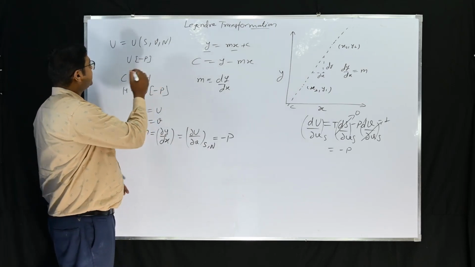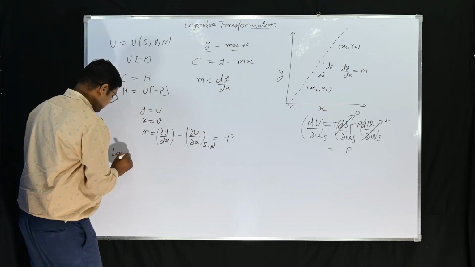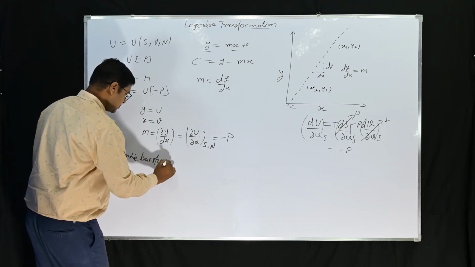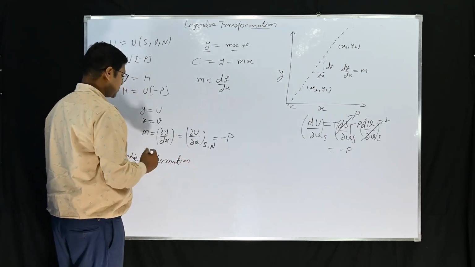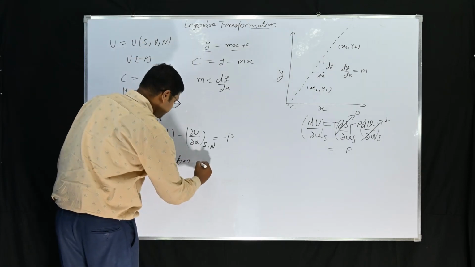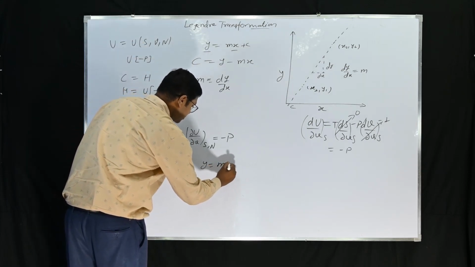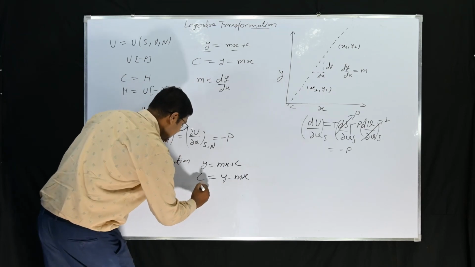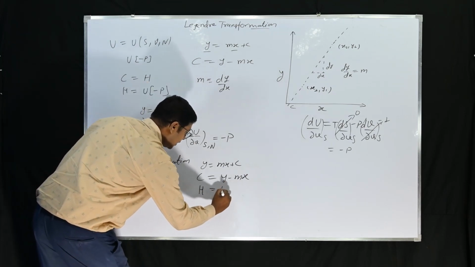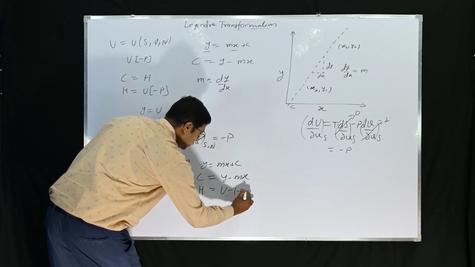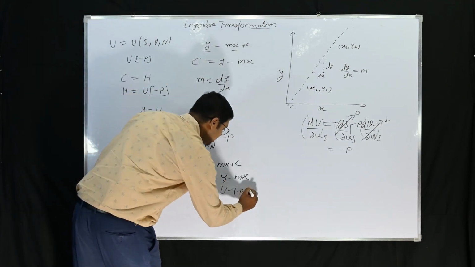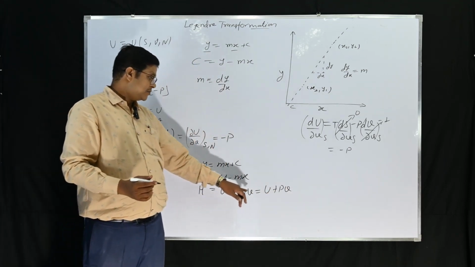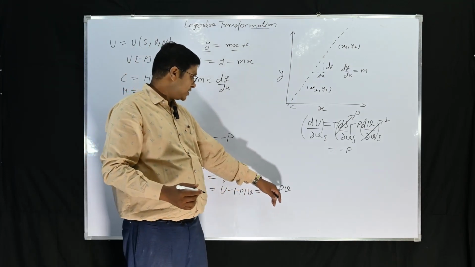Now coming back to our Legendre transformation, y is equal to mx plus c, and I am changing c is equal to y minus mx, and c is nothing but H, y is U, m is minus P, and x is V. This I can write as U plus PV, and we all know that enthalpy is the summation of internal energy and the multiplication of pressure and volume.